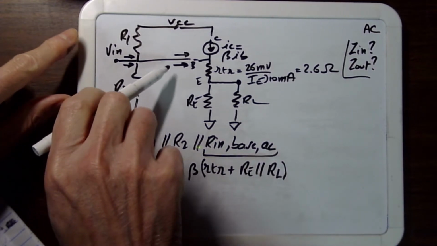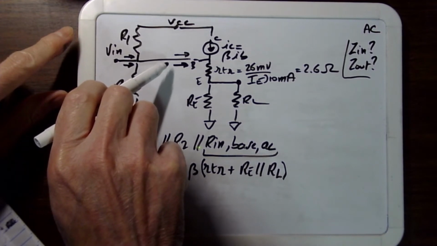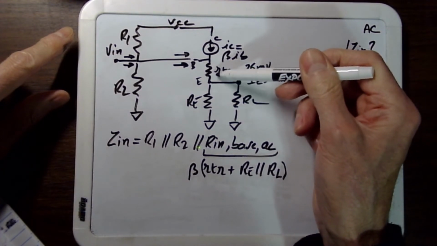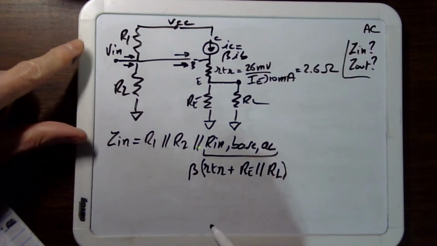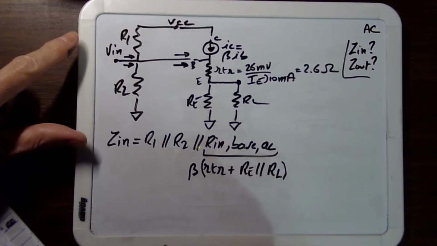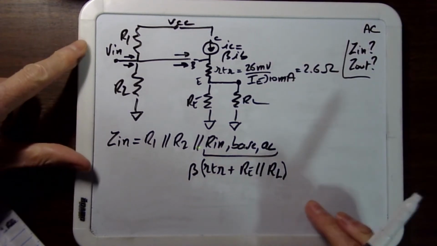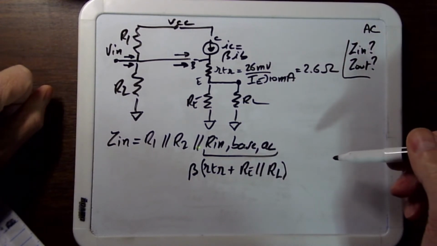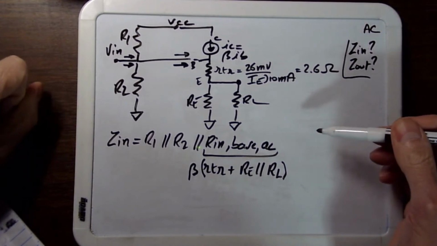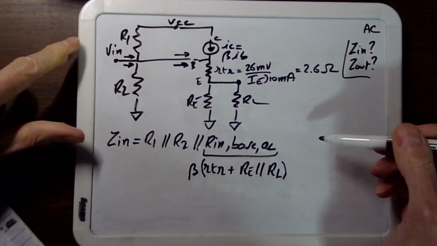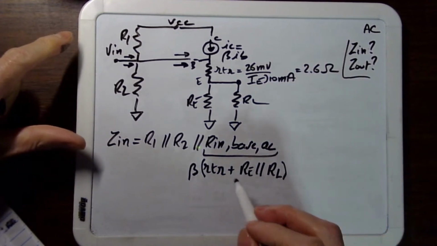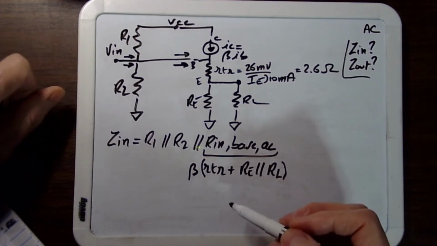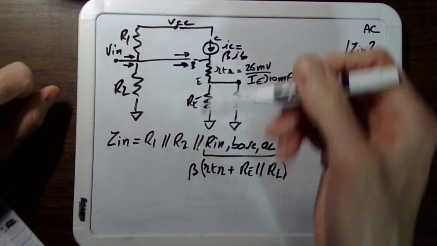Why? Because here you have IB, but here you have IE, and we know that IE is beta times IB, so you put the beta. If you want a rigorous demonstration of this, you can look at my video about the first part of my common emitter amplifier video. But this is basically why you put the beta, because here you have IB and here you have IE.